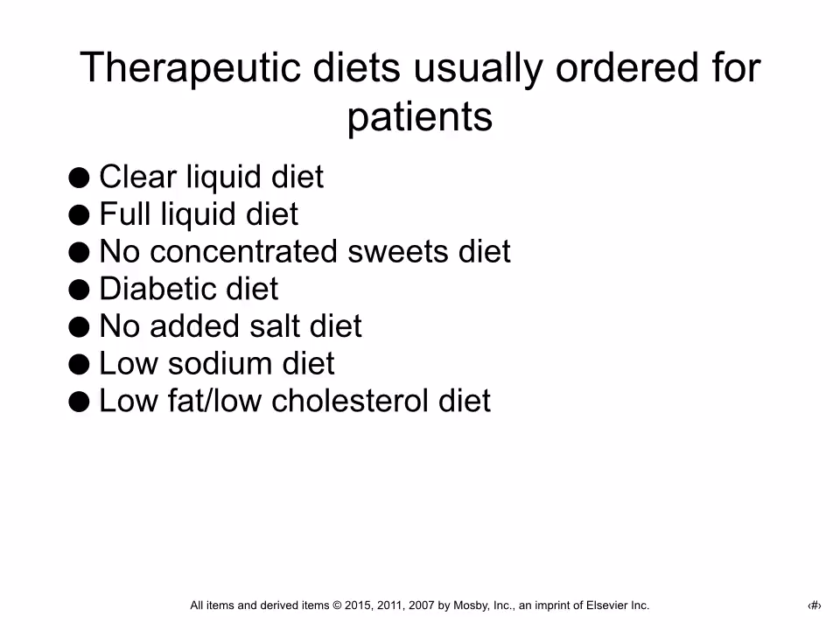Now, therapeutic diets usually ordered for patients are these kinds, which you see on this slide: clear liquid diet, full liquid diet, no concentrated sweets diet, diabetic diet, no added salt diet, low sodium diet, and low fat or low cholesterol diet. I know, based on your previous experience, you have some knowledge about these diets, but let's understand it from the point of view of the nursing floor.